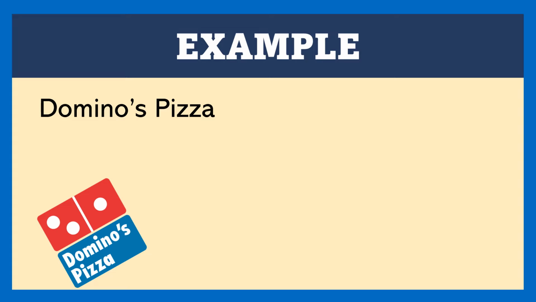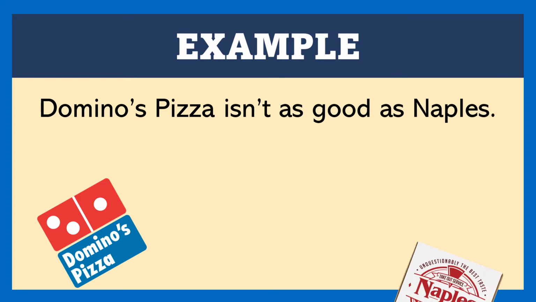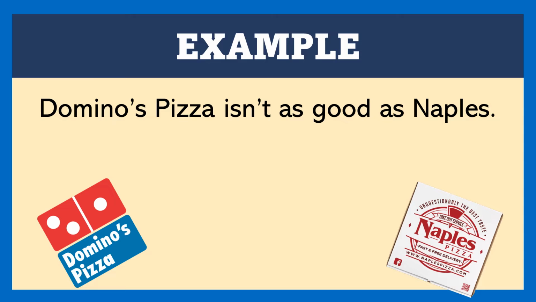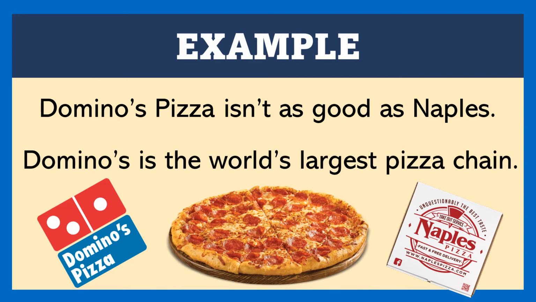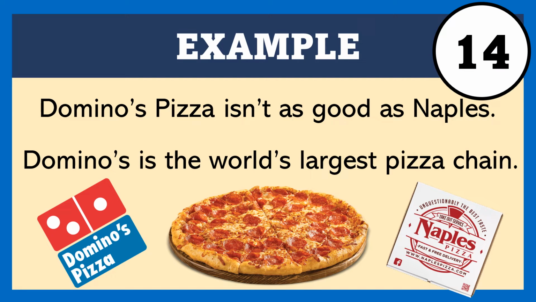Here we've got: Domino's Pizza isn't as good as Naples Pizza. We add a second piece of information with Domino's: It is the world's largest pizza chain. In all, we've got 14 words here. That is a lot of words, and we always want to write concisely in academic writing. What we notice here is that the word Domino's appears twice. It's the subject of two sentences. So we could take one of those sentences and turn it into an interjection that's put in the second sentence.